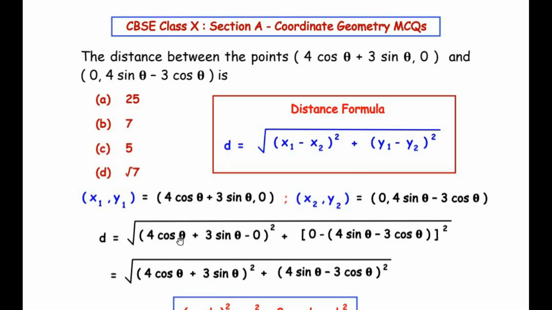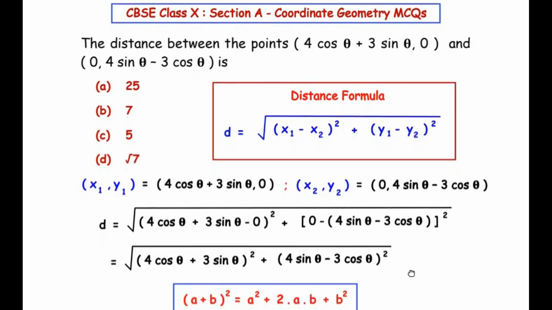Now in the next step we have simplified this square root. So this term minus 0 gives us 4 cos theta plus 3 sin theta the whole square plus 0 minus the term gives us minus of the bracket. Now here the negative sign, when we are squaring it, turns out to be positive, and then we are going to square the bracket, giving us plus 4 sin theta minus 3 cos theta the whole square.